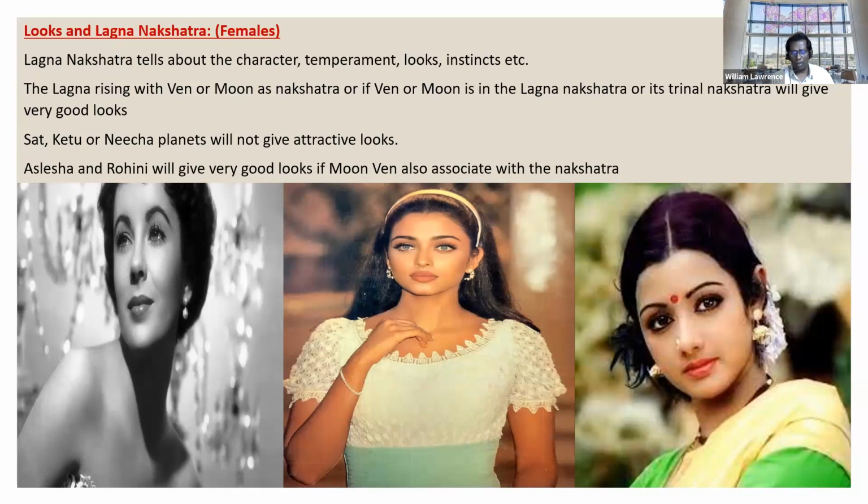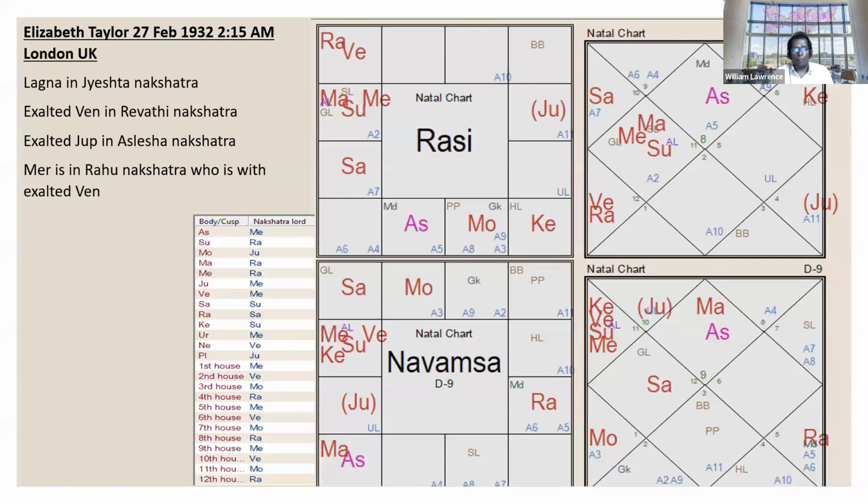A blushing woman. So it is understood, but Aslesha also I've seen can give very good looks. But it's not just Aslesha rising. You need to have Aslesha rising with Moon or Venus sitting out there. Let's see an example. Okay, look at Elizabeth Taylor's horoscope.